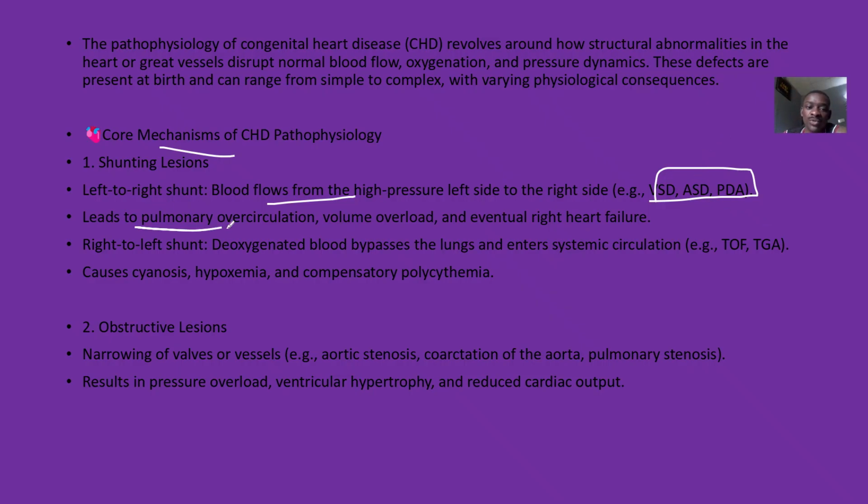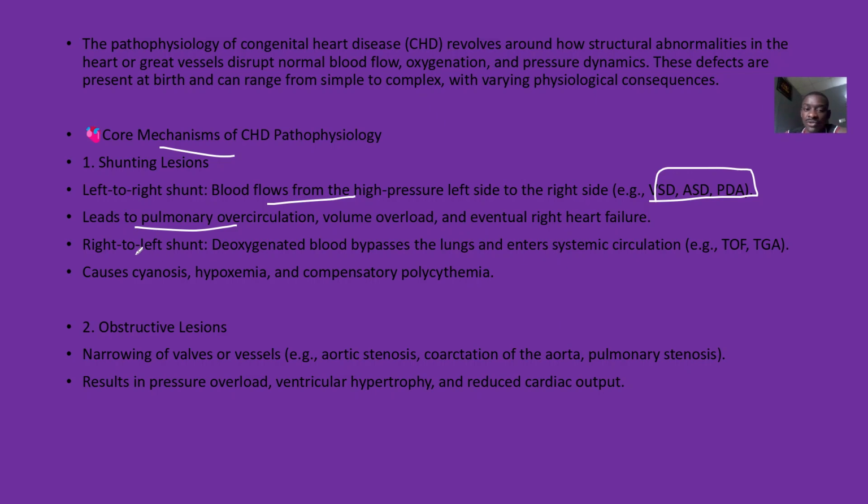So this leads to pulmonary overcirculation. The blood on the left is what? Oxygenated blood. The right is what? Deoxygenated. So blood is moving from the left to the right, then into the lungs. So the blood entering the lungs is too much. This could lead to volume overload. It still has an effect on the heart, causing heart failure.